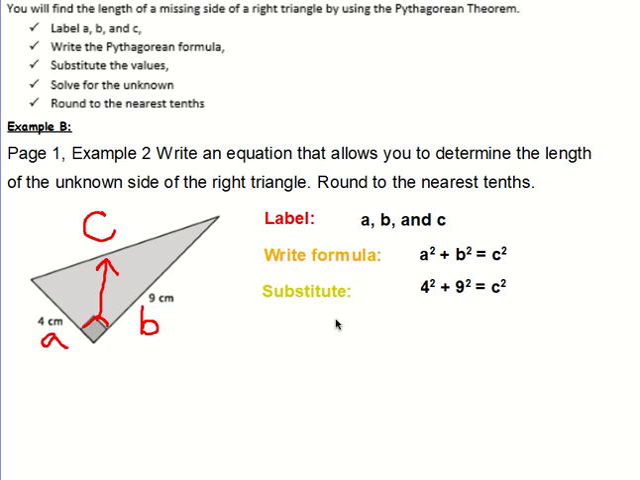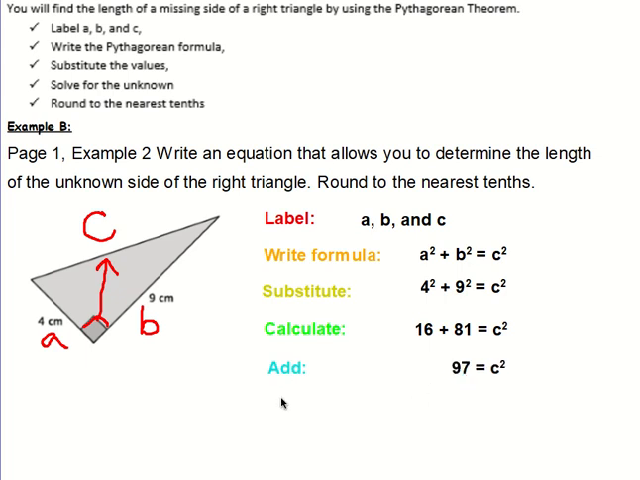Now we have some calculations to do. 4 squared is 4 times 4. 4 times 4 is 16. And 9 squared is 9 times 9, which is 81. So let's do those calculations. Next step, we're going to add together that 16 and 81. So let's just add those. 16 plus 81 is 97.